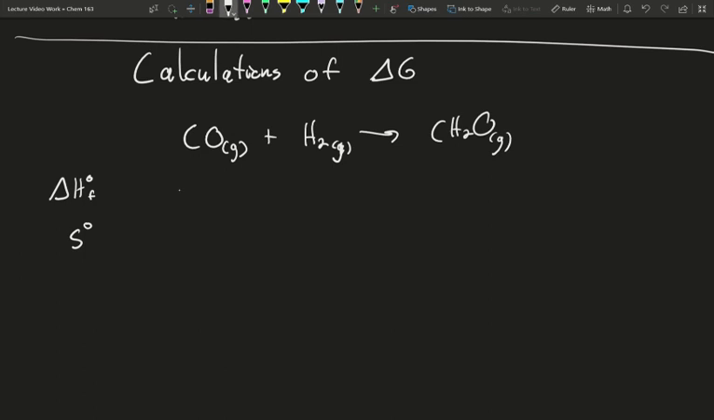For carbon monoxide, it's minus 110, and these are kilojoules per mole. For H2, that is elemental source of dihydrogen. It is 0 for its delta H of formation. And for formaldehyde, it's minus 116 kilojoules per mole. For our entropy standard state values, it is 197.5, and these are joules per mole Kelvin, for CO, 130.6 for dihydrogen, and 219 for formaldehyde.